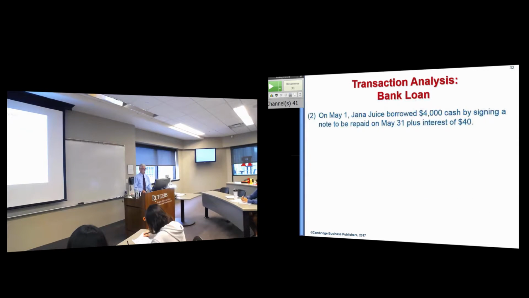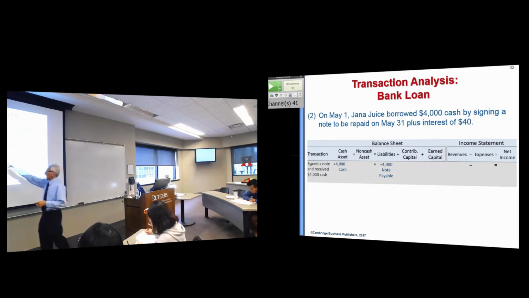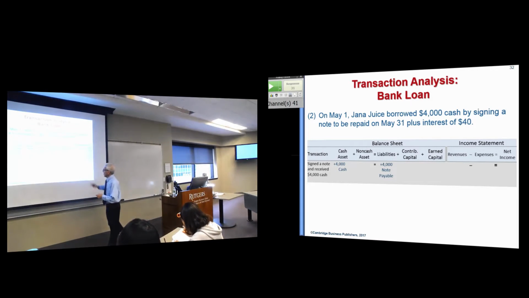Next, transaction number 2. They borrowed $4,000 by signing a note on May 1st, but they have to repay interest of $40 as well as principal on May 31st. So the only transaction we're worried about here is May 1st. You borrow, and in this case, cash comes in at $4,000 and liabilities increase. No change in revenues and expenses, no changes in equity. And this again is what kind of transaction?